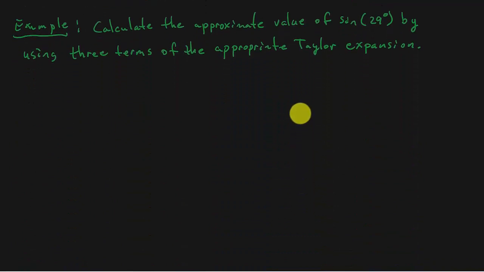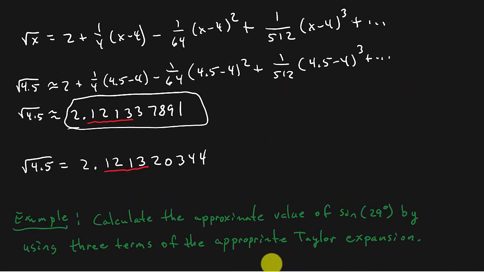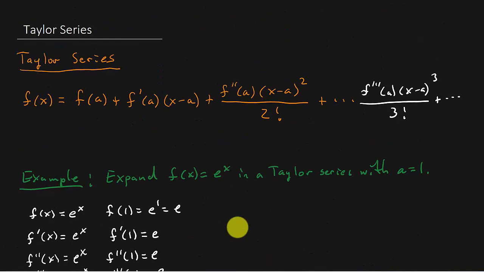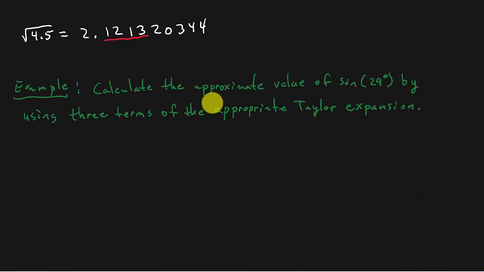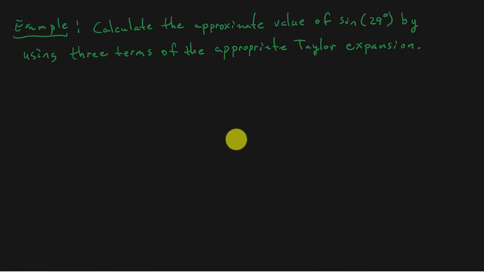All right. Here, calculate the approximate value of square root of 29 by using 3 terms of the appropriate Taylor expansion. So here we just need to go to the second derivative, because the first 3 terms, see, that'll be 1, 2, 3. So we just go to the second derivative, and let's see how accurate it is. All right.